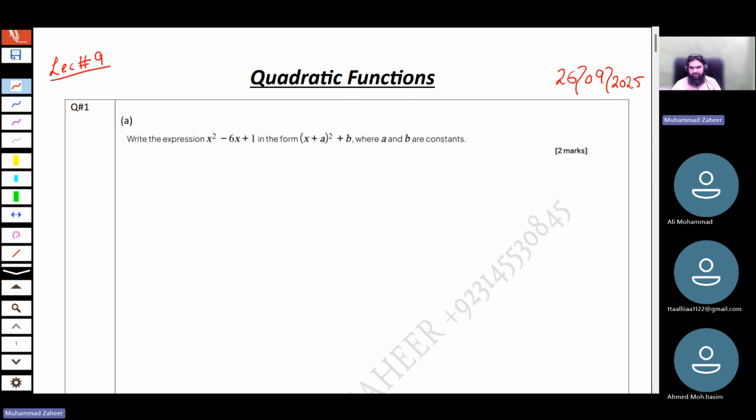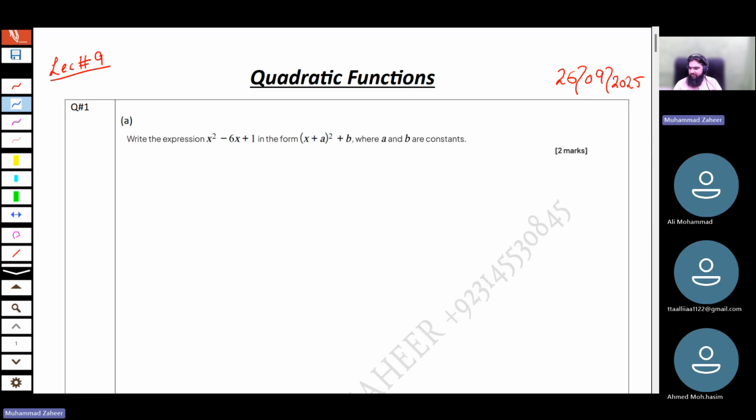All right, let's see how to start the quadratic function. We have a practice session about it. We have a first question. It says: write the expression x squared minus 6x plus 1 in the form (x plus a) whole squared plus b. So we just have to write this function in the completing square form.